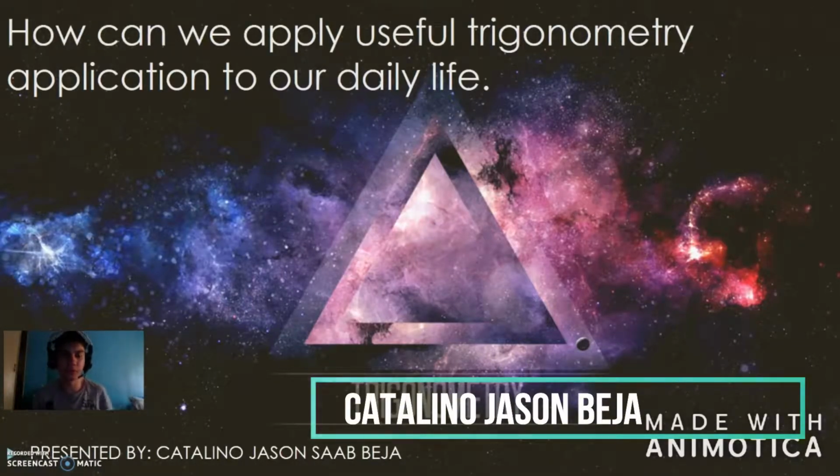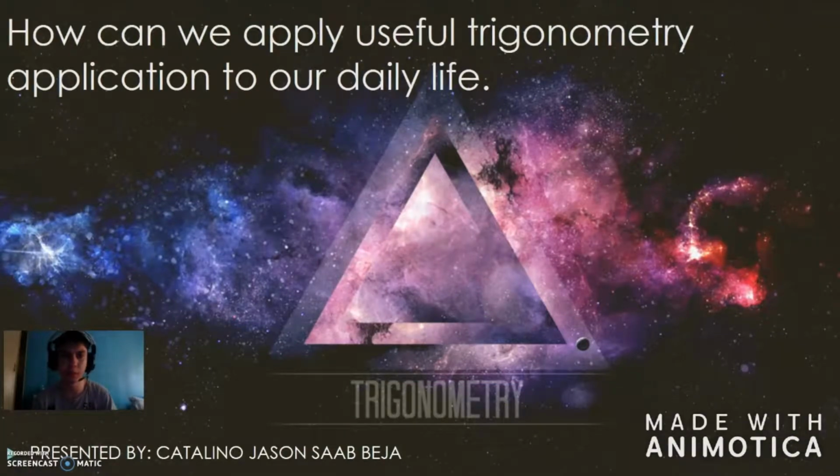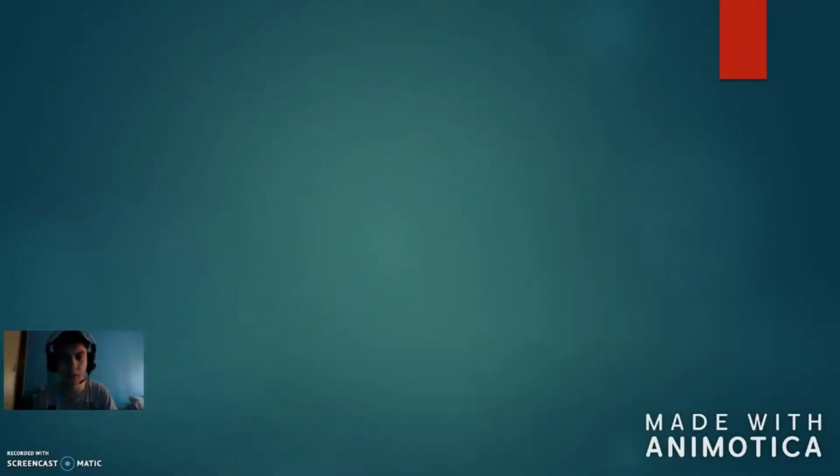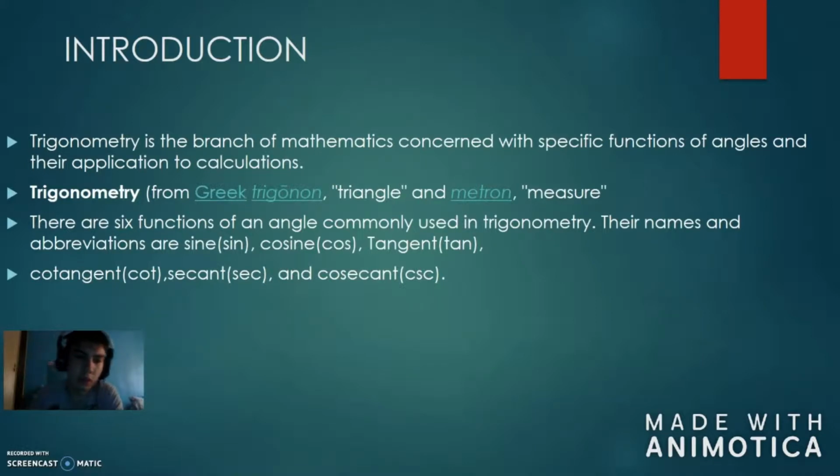Everyone, I'm going to be talking about how we can apply useful trigonometry applications to our daily lives. So, what is trigonometry? Trigonometry is the branch of mathematics concerned with specific functions of angles and their application to calculation. Trigonometry comes from the Greek words trigonon, meaning triangle, and metron, meaning measure. So trigonometry is the study of triangle measurement.